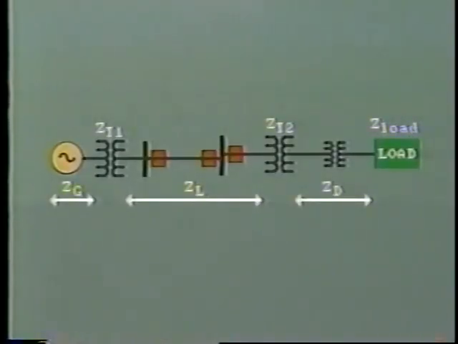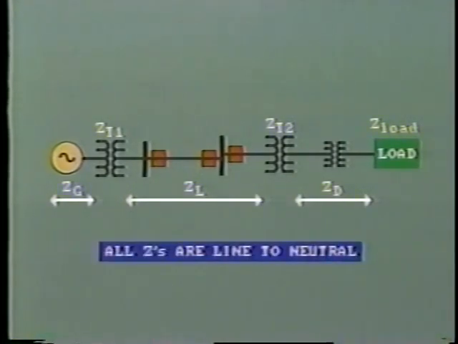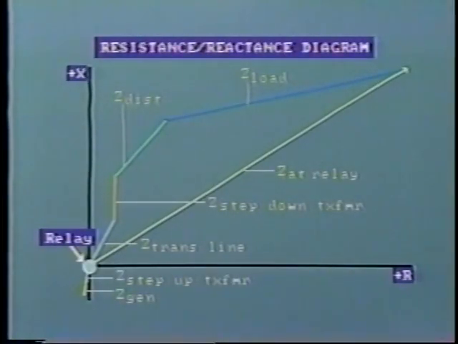Let's take our study a step further now and consider the magnitude and phase angle of the various impedances. Here is another single line diagram, but this time of a more complicated system. The impedances line to neutral are represented here. The generator, the step-up transformer, the transmission line, the step-down power transformer, and here the total distribution circuit, including the distribution transformer, and eventually the impedance of the load. Now, let us plot on a resistance-reactance diagram impedance as seen by a relay located after the generator step-up transformer.